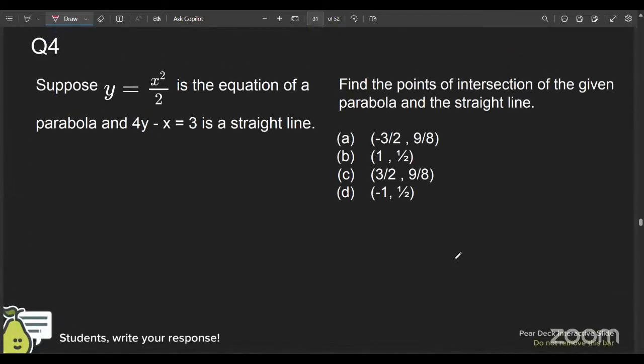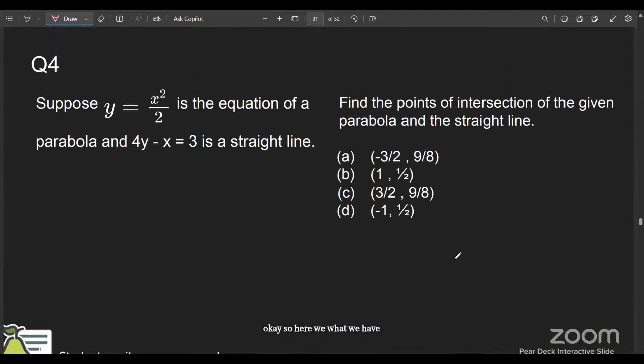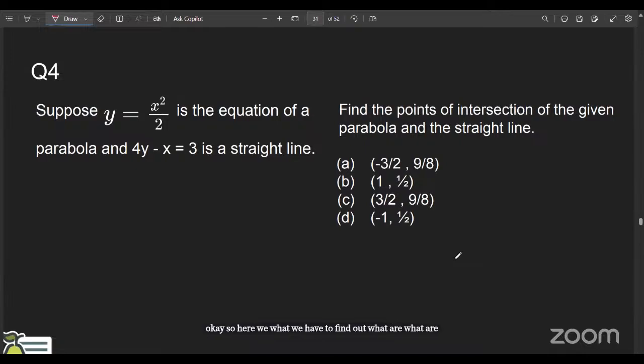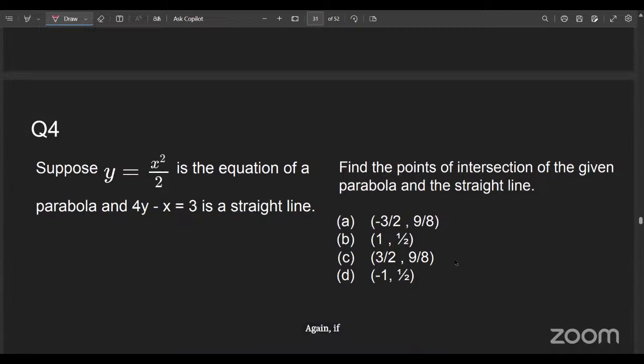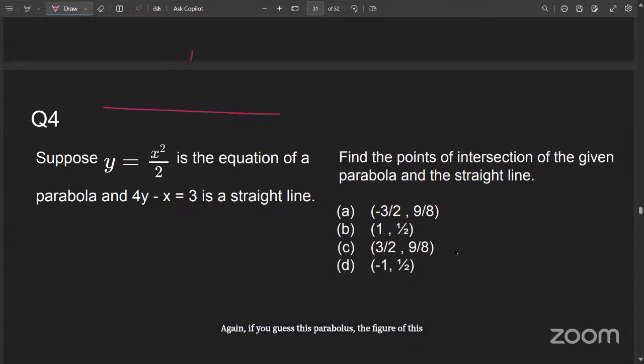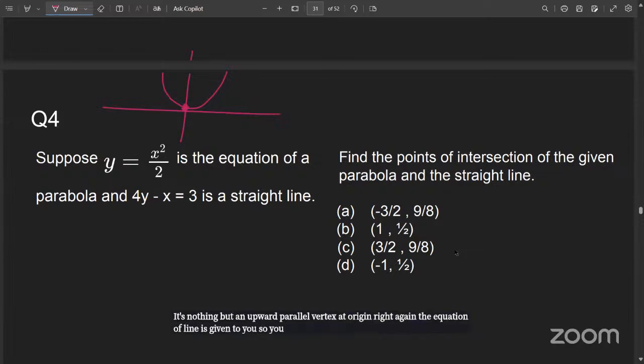Okay, so here we have to find out the points of intersection for this particular parabola and this straight line. If you look at this parabola, the figure is quite easy. It's nothing but an upward parabola with vertex at the origin, right? The equation of the line is also given to you, so you can draw this line.